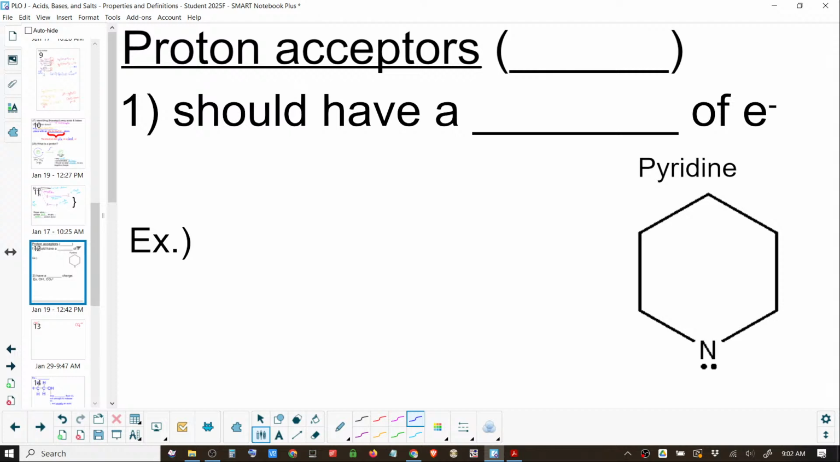Okay, what do we call a proton acceptor? What's the traditional name? Something you should never drop. The base. A proton reminder, proton acceptors, these are bases.